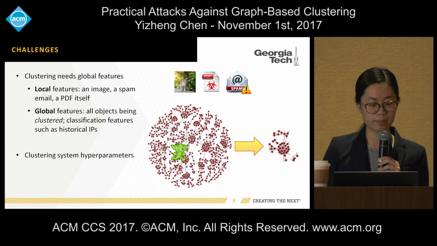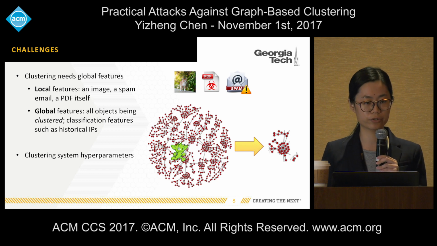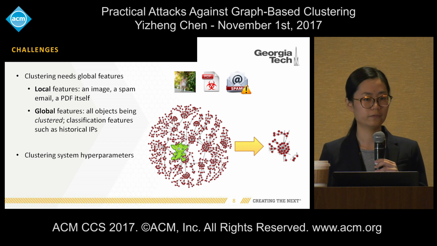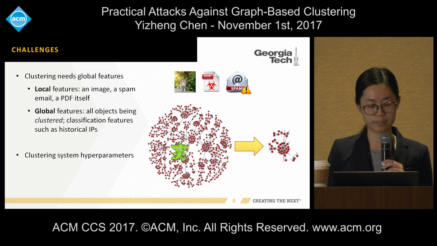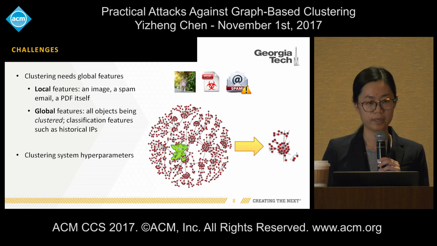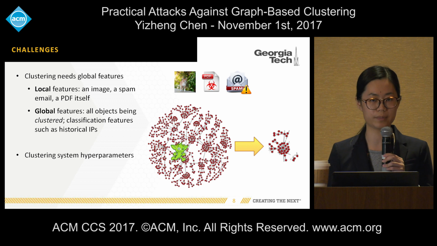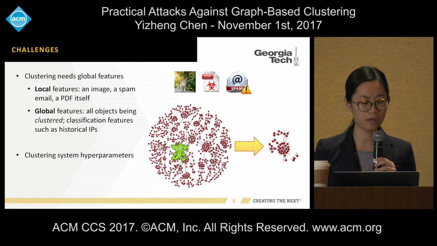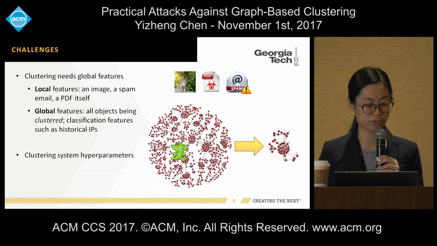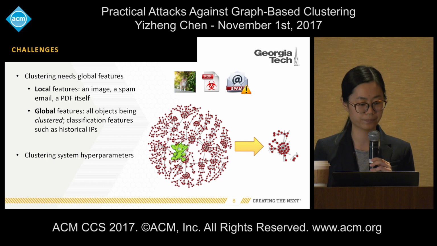To understand what we mean by global features, let's look at traditional features often used by classifiers. Those features are local because they can be extracted from pixels on an image, words in a spam email, or metadata or content from a PDF itself. It only requires one object that is being classified. However, in order to do clustering, we have to know all the objects being clustered in order to determine what is the final set of clusters generated.